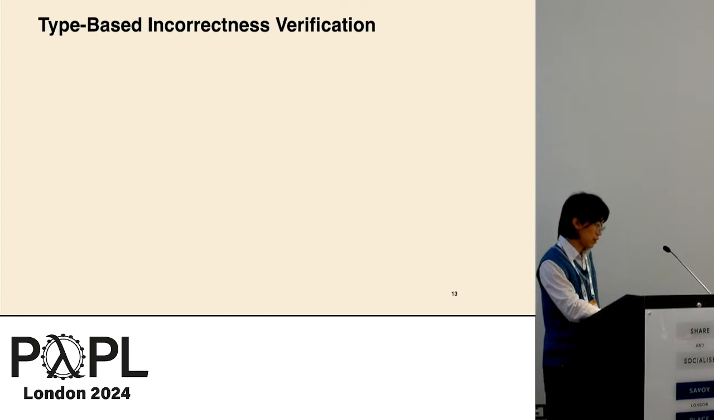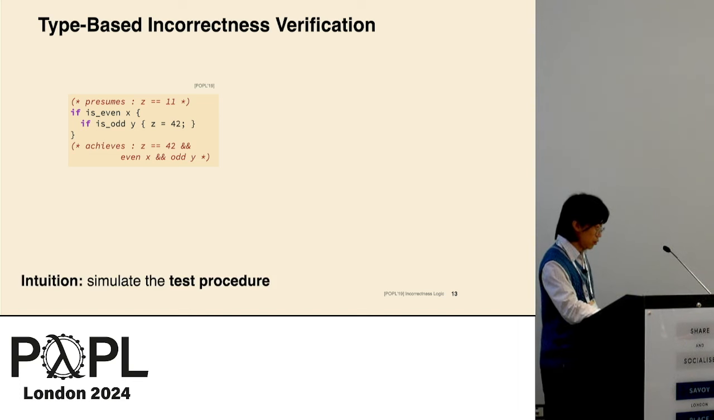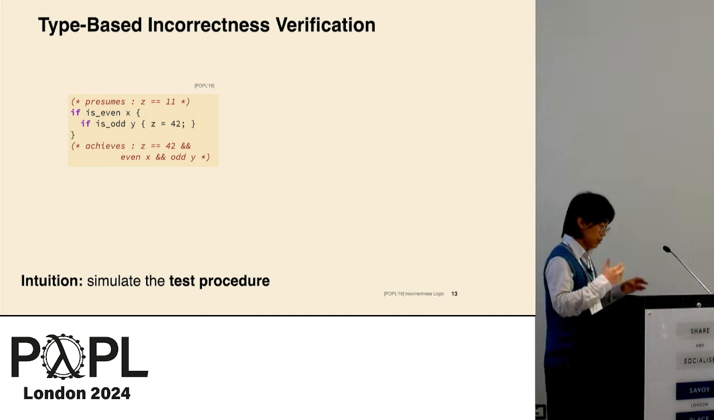So, the type-based incorrectness verification. In the following slides, I will tell you how to do it, and that is quite simple. By just rewriting the program a little bit, the coverage type can already handle it. So let's get started from the same example we showed before. The intuition of type-based incorrectness verification is to simulate the test procedure. So what does it mean, the test procedure?